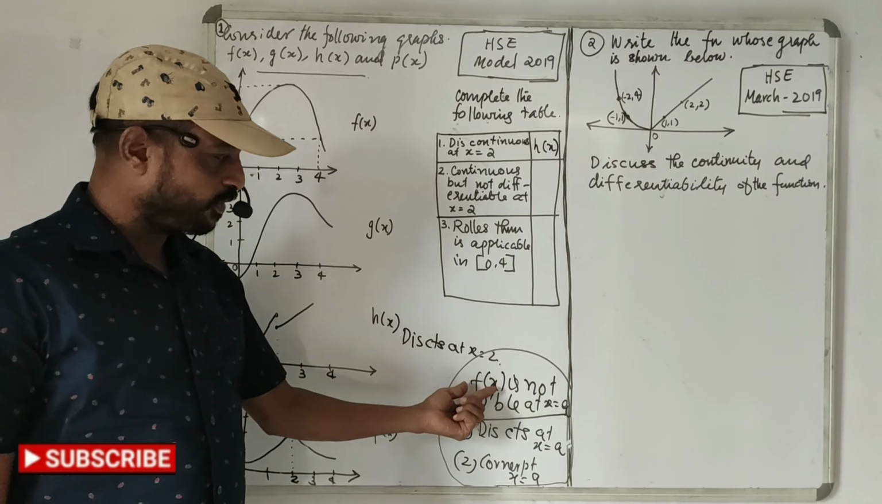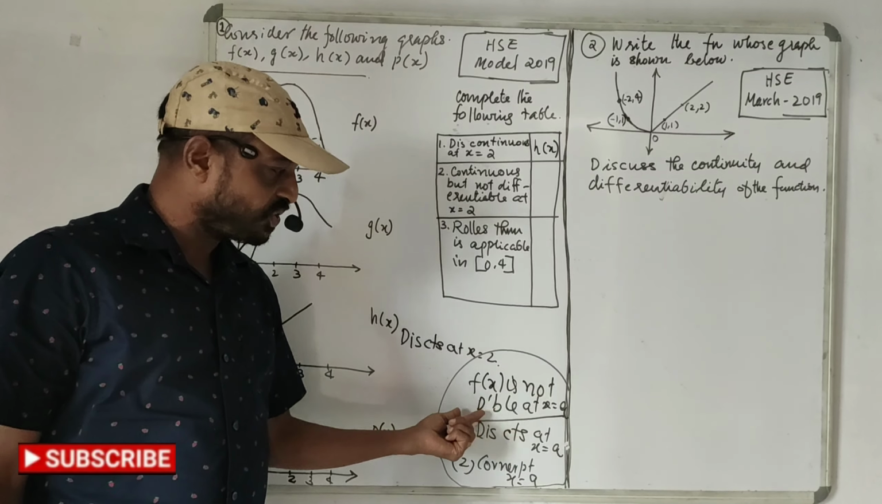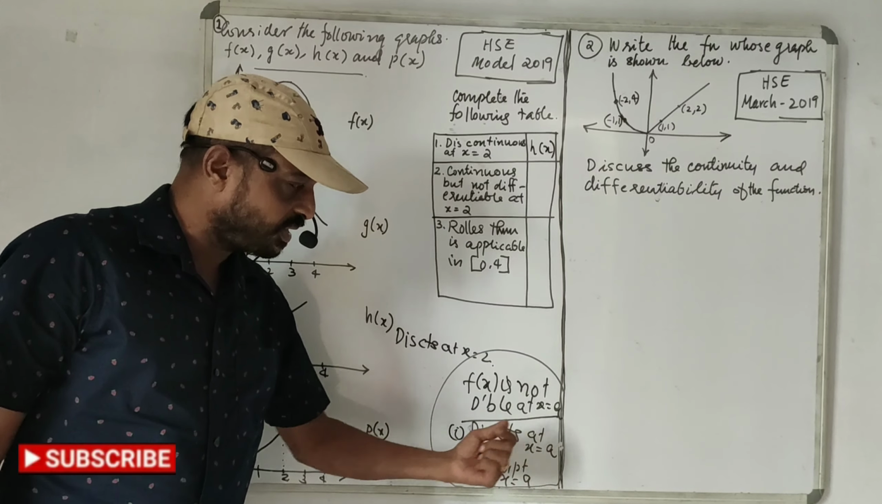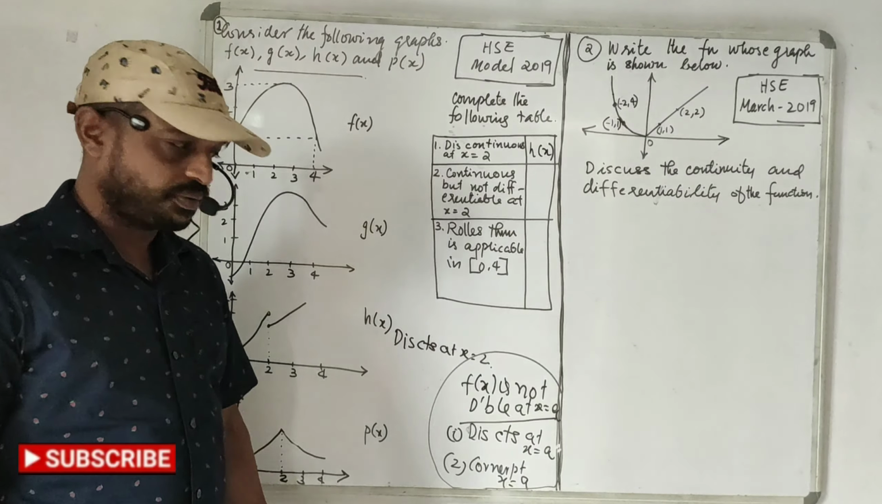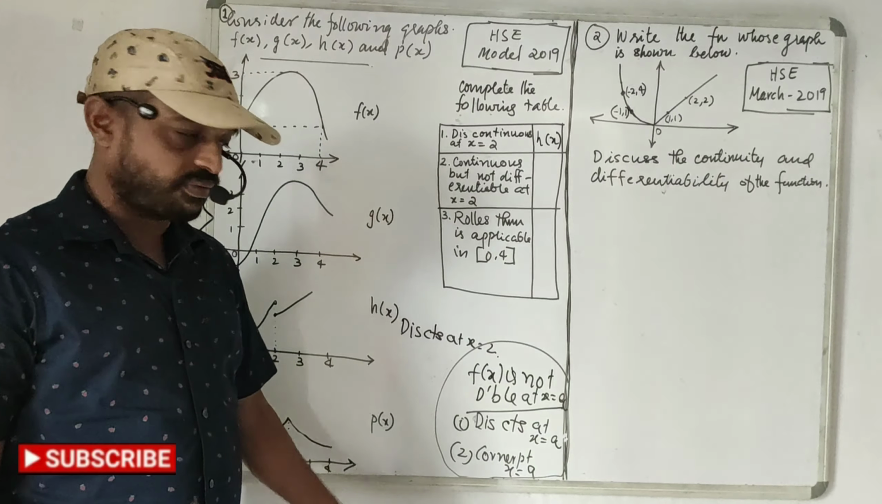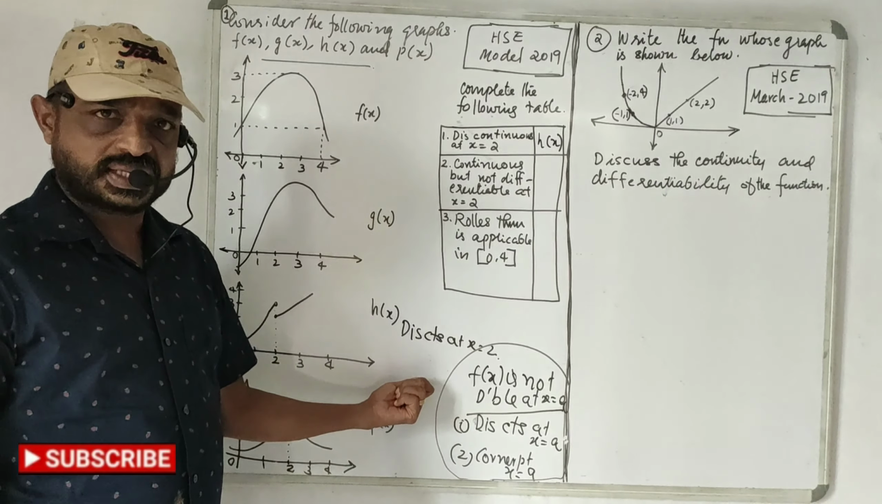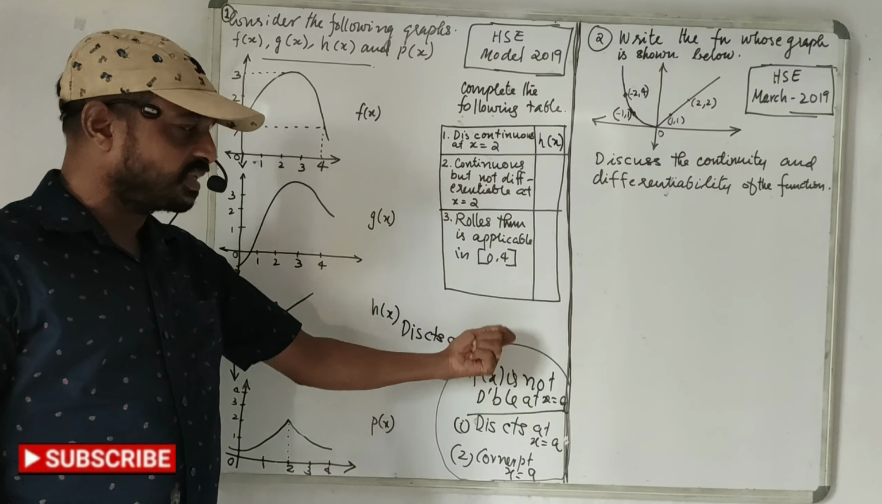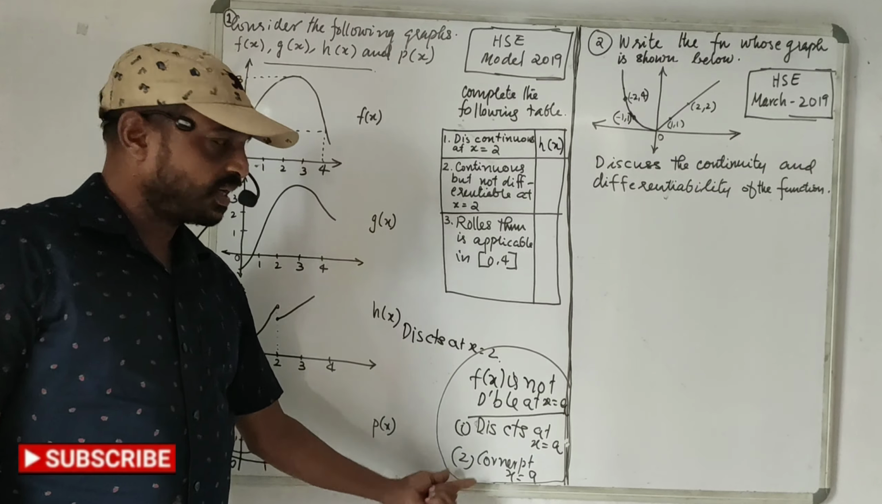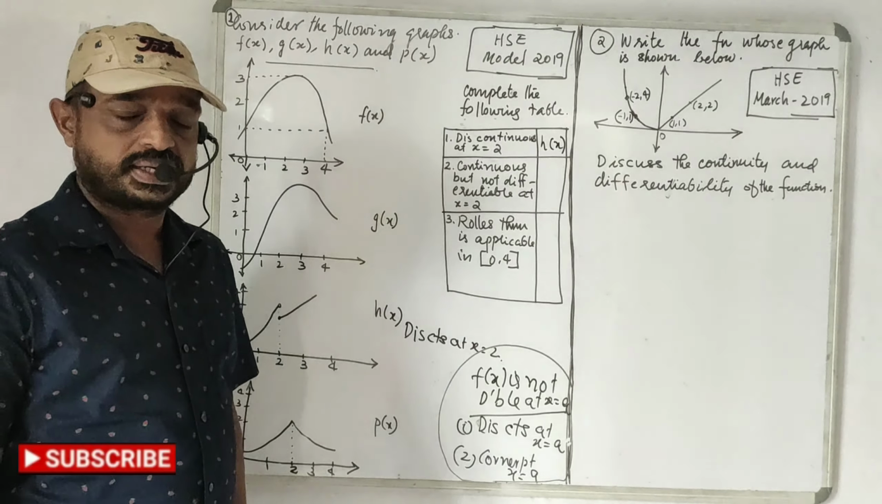So f of x is not differentiable at x equal to a if f of x is discontinuous at x equal to a, or f of x has a corner point at x equal to a. One more point is there: f of x has a vertical tangent at x equal to a. In all these three cases, f of x is not differentiable at x equal to a.